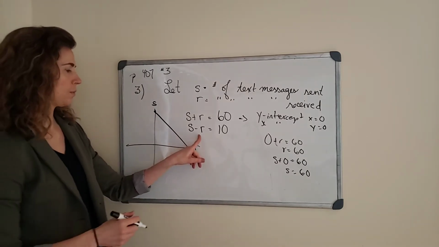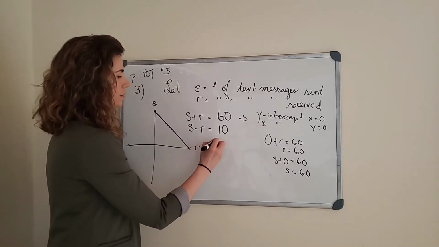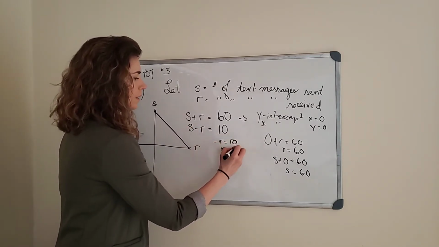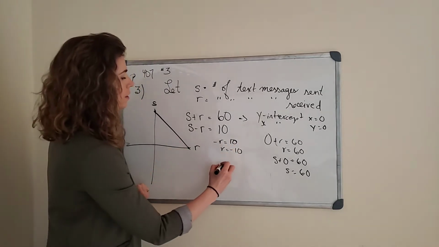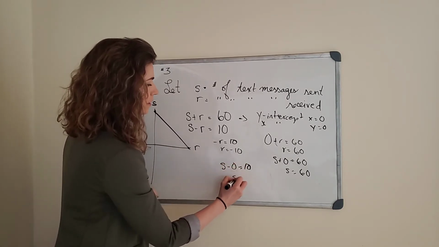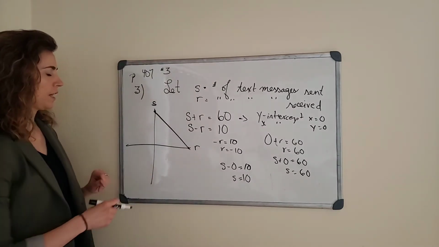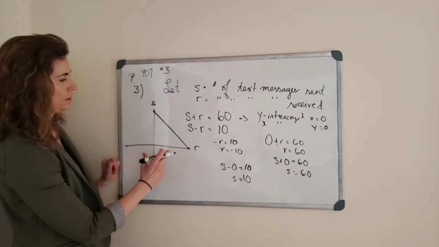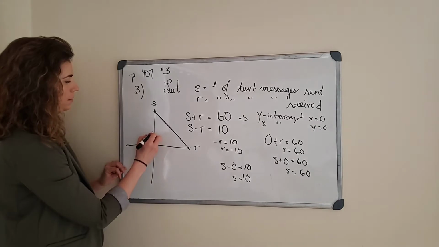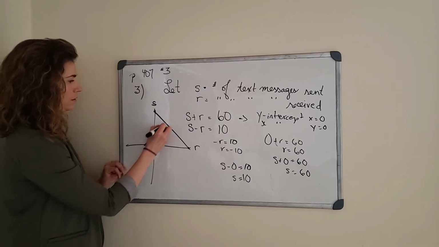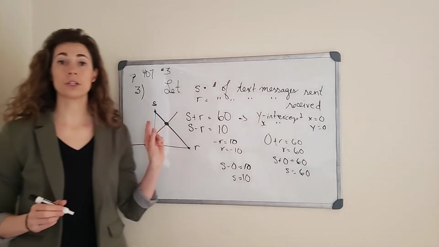All right, let's go ahead and look at this one, and let's do the same thing. Let's put 0 in for s, so negative r would be 10, r would be negative 10, okay? And if we put in 0 for r, s minus 0 equals 10, so s would be 10. So r is negative 10, I'll say is around here. S is 10. So something like that, okay? So again, we found this spot right here, which would be our solution.